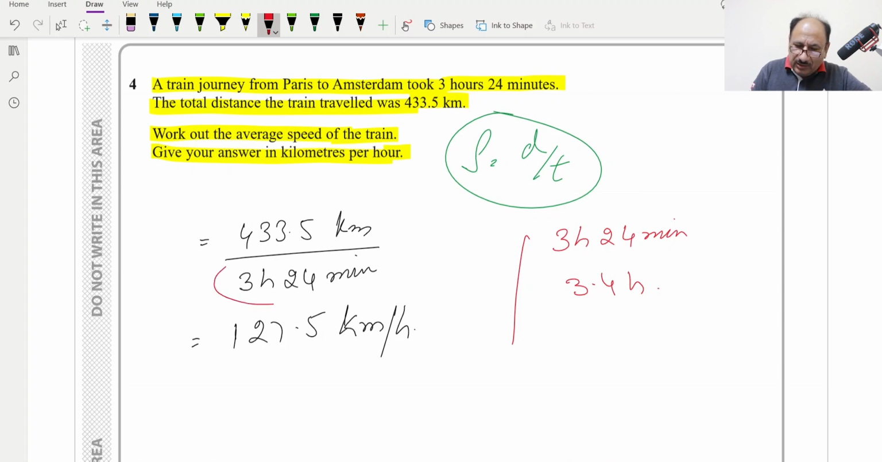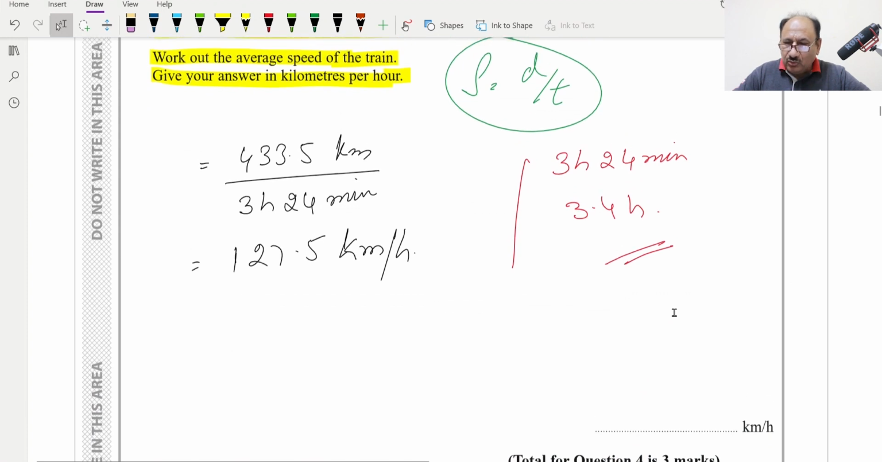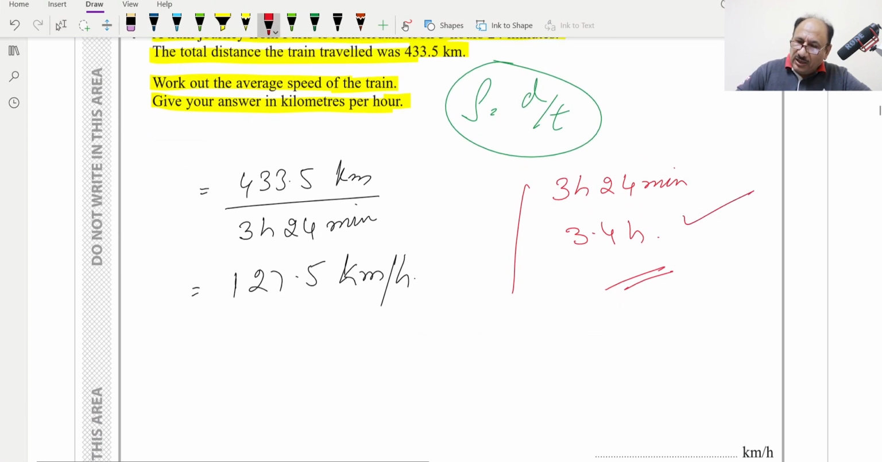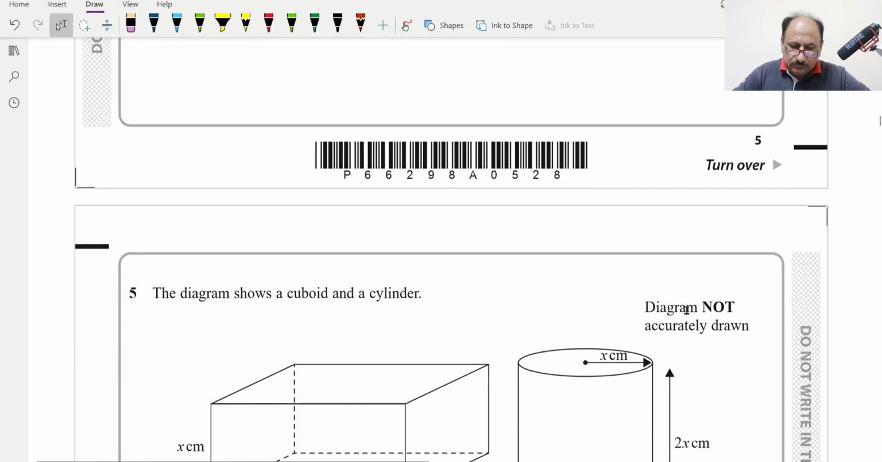And this time, instead of writing 3 hours and 24 minutes, you can provide this time, and that will be the same answer. But I'm giving you detail, this detail I have provided. If you feel insecure that you will be losing some marks, you can just add this time detail, that will also be sufficient.